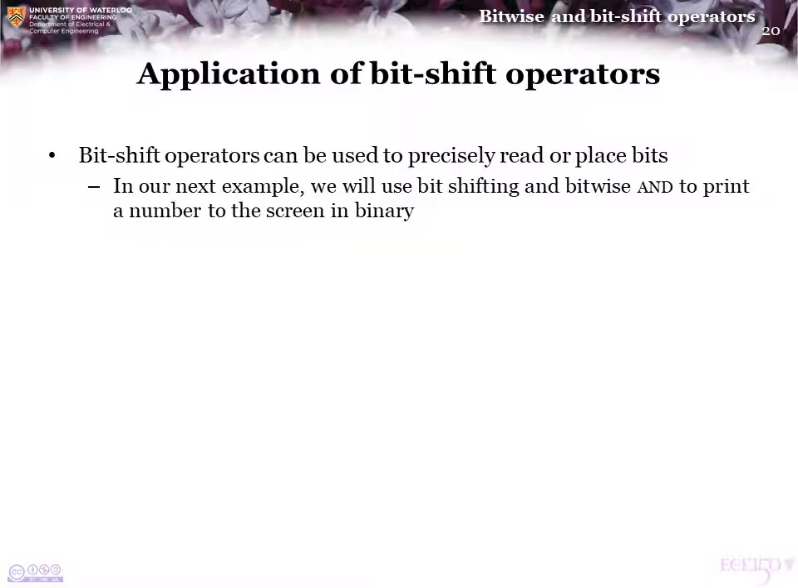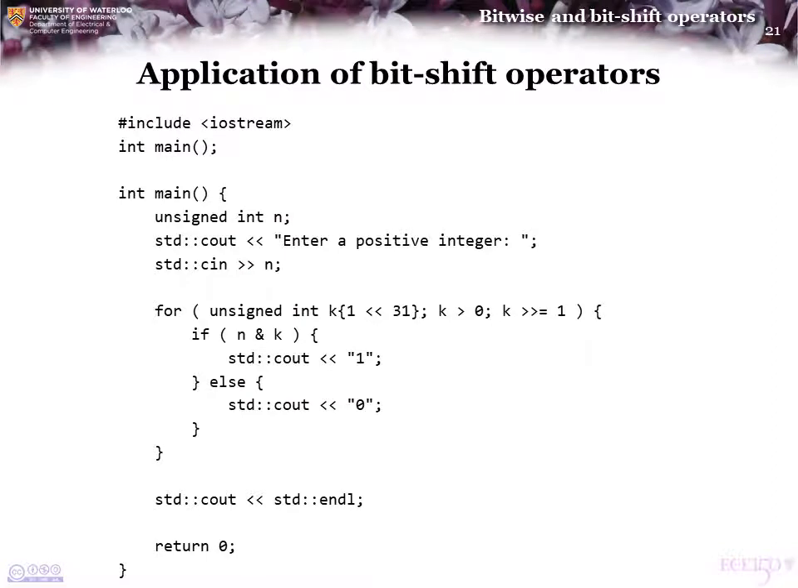Now, bit shift operators can be used to precisely read and/or place bits within an integer or other primitive data type. We're going to look at an example that uses bit shifting and bitwise AND to print a number to the screen in binary. Here's a nice little program where we query the user to enter a positive integer. Suppose the user enters the value 999,999,999. Easy enough.